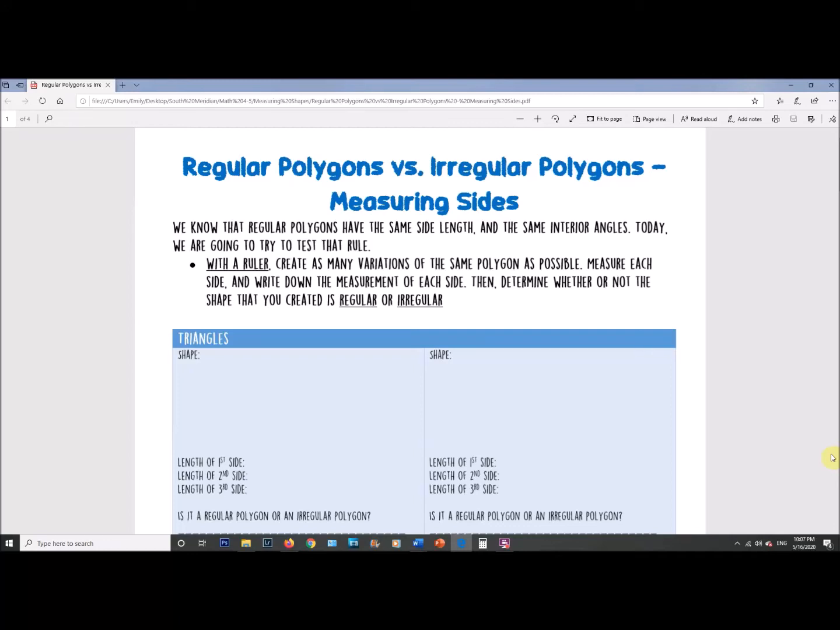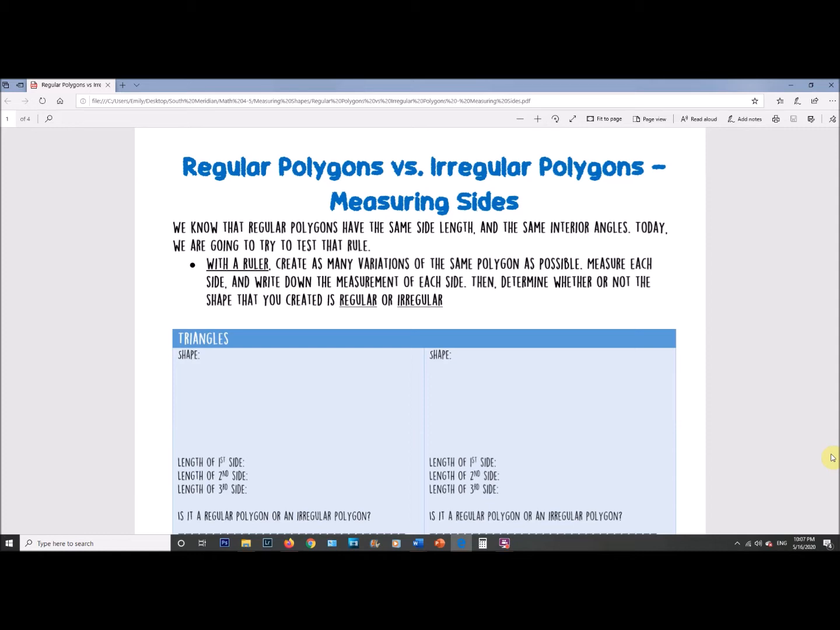Hey guys, so here is our goal today. We are trying to test the rule, and hopefully the rule proves us correct, and hopefully we prove the rule correct. The rule states that a regular polygon has the same length of sides.